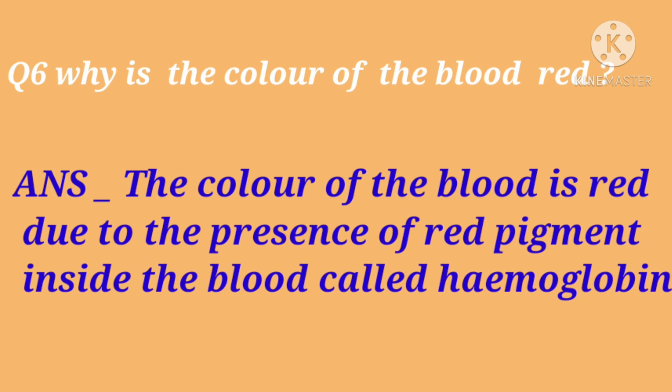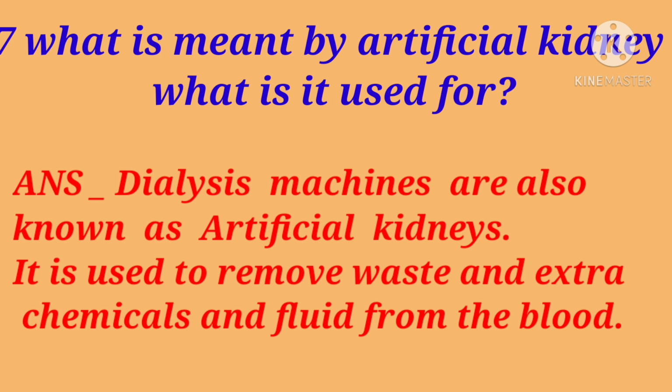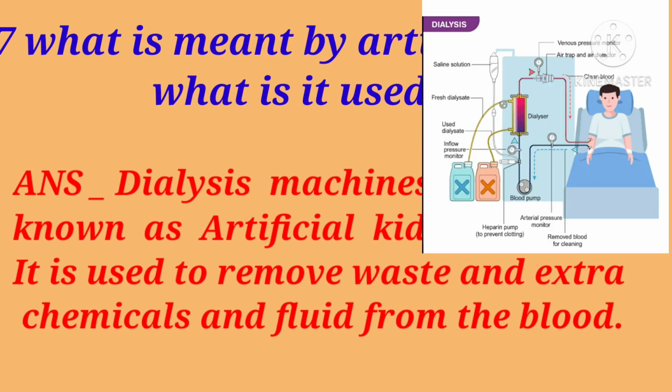Now the next question number 7: what is meant by the artificial kidney and what is it used for? Dialysis machines are also known as artificial kidneys, and they are used to remove the waste and extra chemicals and fluid from the blood. Actually, for persons having kidney failure, the dialysis machine is mainly used to remove the waste from the blood.